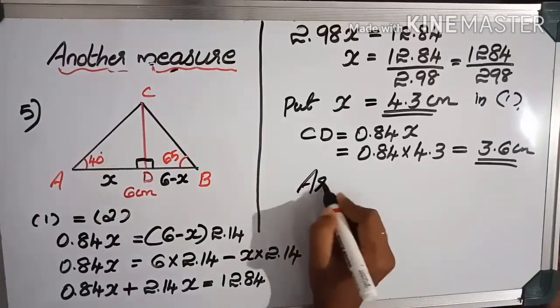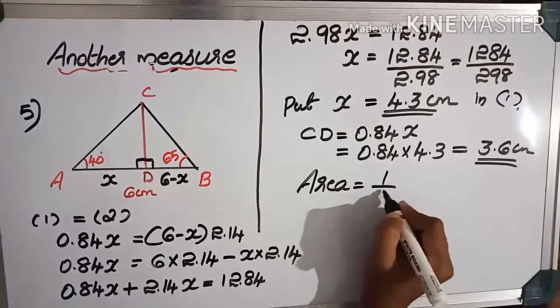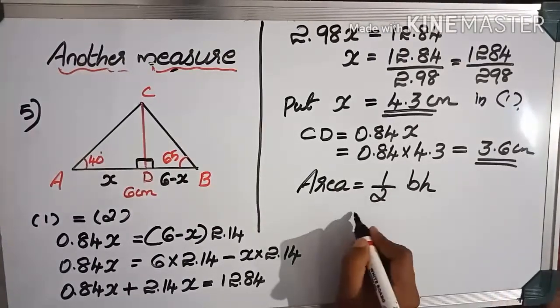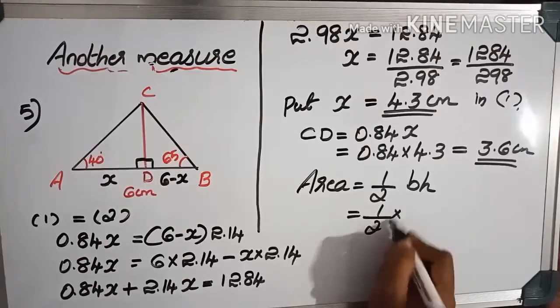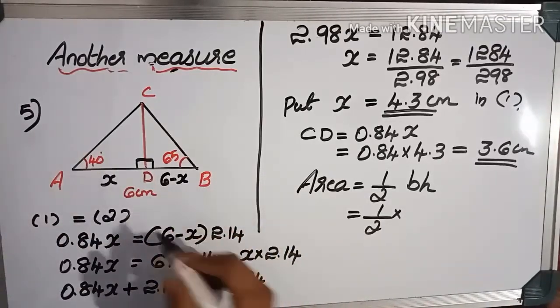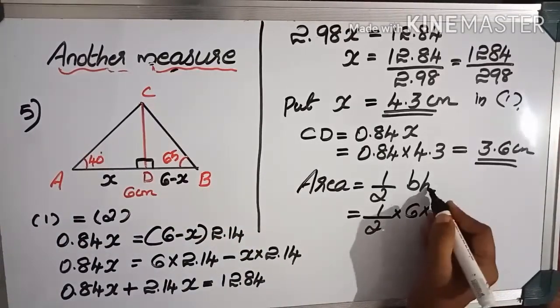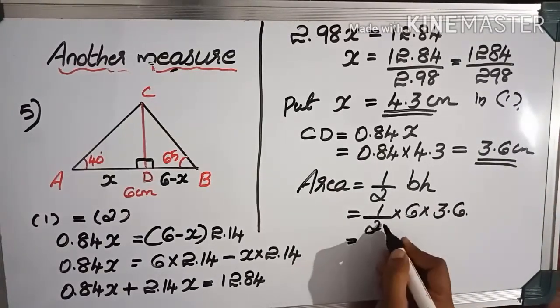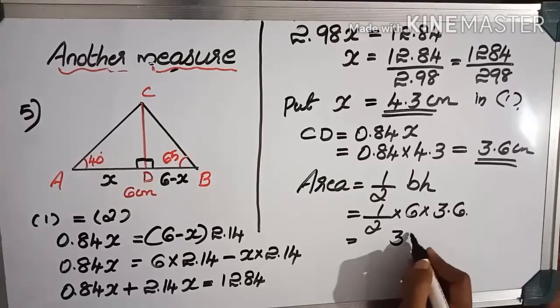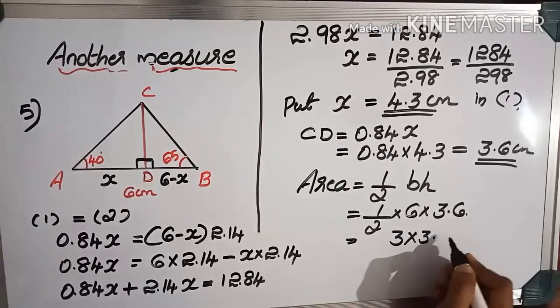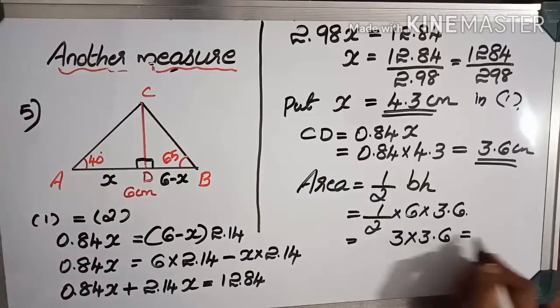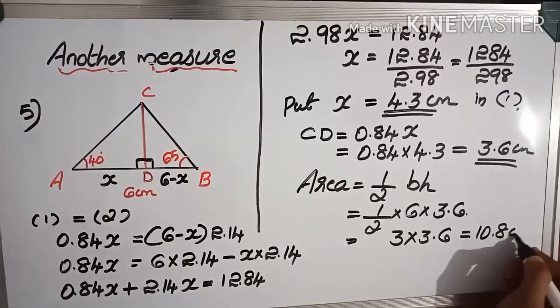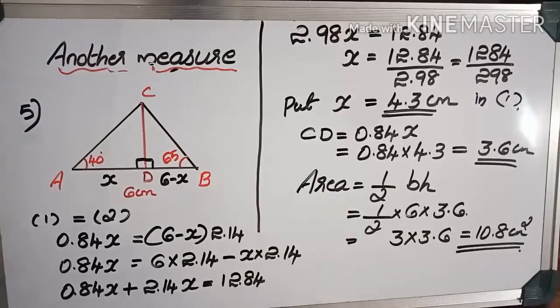Now we can find area. Area equal to half base into height. That is half into, base AB is 6, into height 3.6. Now this 2 and 6 we can cancel. So 3 into 3.6. Final answer will be 10.8 centimeter square. So 10.8 centimeter square is the area of this triangle.